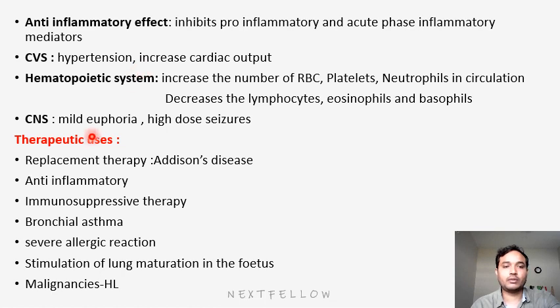Okay. Next will be therapeutic uses of these corticosteroids. Mainly they are used in replacement therapy. When the patient has a deficiency like Addison's disease, we will use them as replacement therapy. Next, obviously they are anti-inflammatory because they inhibit pro-inflammatory and inflammatory mediators. Next, immunosuppressive therapy and bronchial asthma. Because these steroids have mineralocorticoid activity, they are used as an anti-inflammatory in bronchial asthma also.